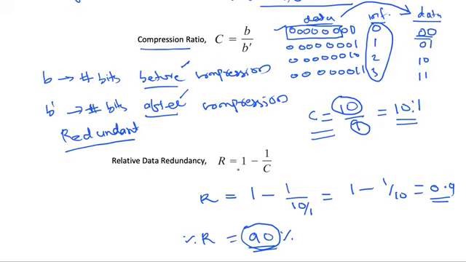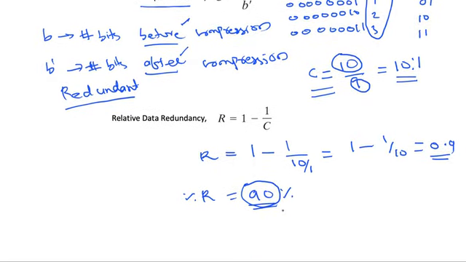So we are finding that number using this equation, that is R is equal to 1 minus 1 by C, which is equal to 1 minus 1 by 10, or 0.9. If I convert that into percentage, it is 90 percentage. That means that 90 percentage of the data used before compression was actually unwanted. So we can exploit that unwanted data to make the data representation shorter. That makes the compression process possible.